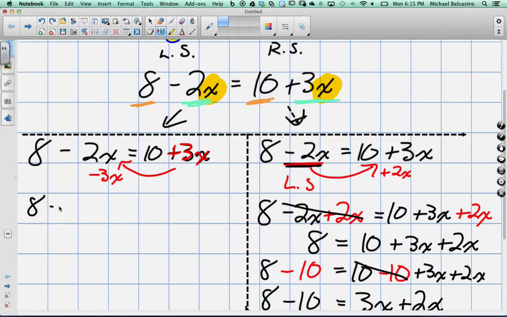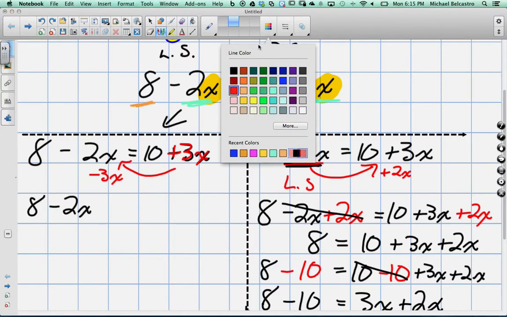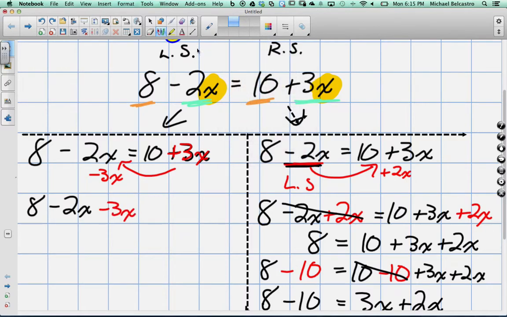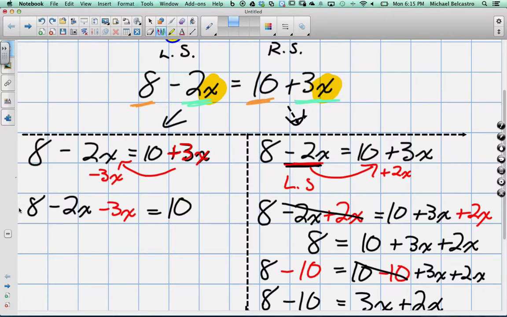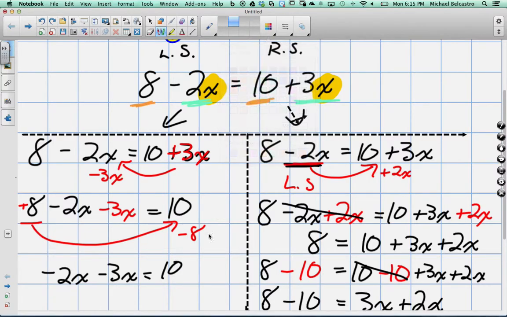So now we'll have 8 minus 2x minus 3x is equal to, and because we moved it over, all that's left is 10. Now we have the variables on the left. I want to move my constants over. So this 8, and because there's nothing in front of it, is it positive or negative? Positive. So if I want to move positive 8 to the other side, what will it become? Negative 8. That's right. So when we rewrite this, we'll get negative 2x minus 3x equals 10, and then we subtract 8.